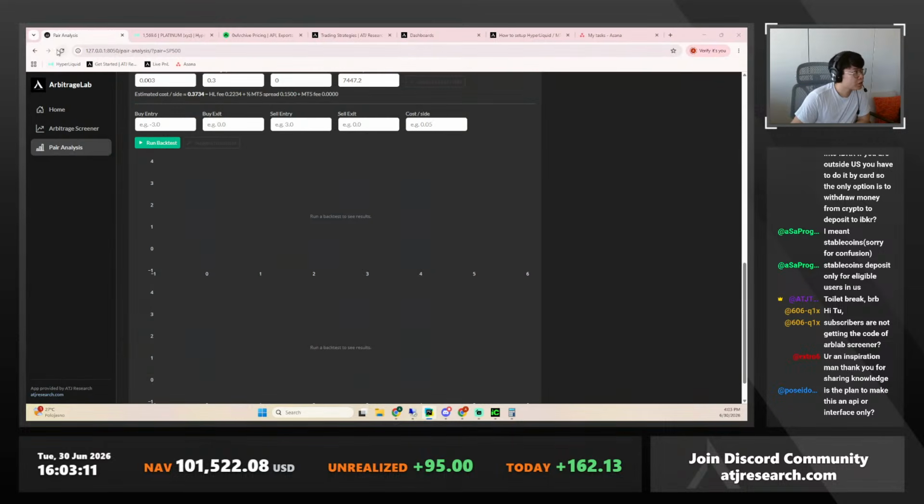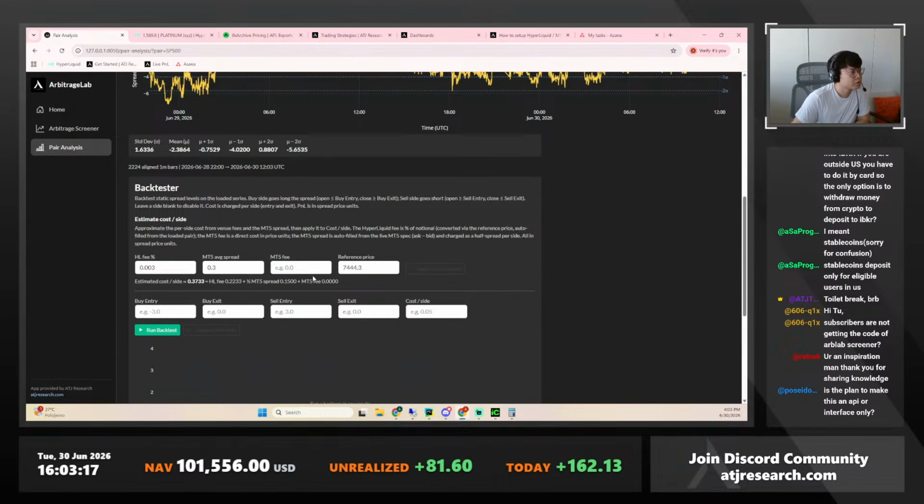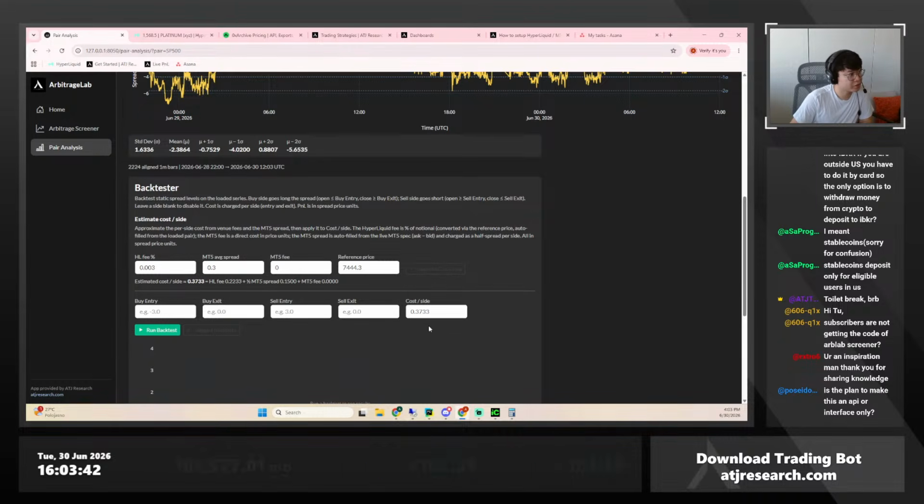Okay, this is done. So let me refresh. So fee is 0, spread is 0.3, applied to cost per side. So this is our cost to hedge it. Actually, if I set this to 0, it's 22 cents. And if the average spread is 0.3, yeah, that's the cost per side because you multiply by 2. So this is correct.